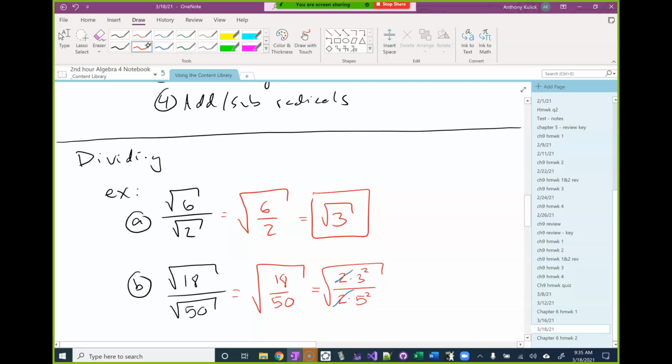We can then break that back up into 2 separate radicals, because I noticed that 3 squared, the square root of 9 is just 3, and the square root of 25 is just 5.